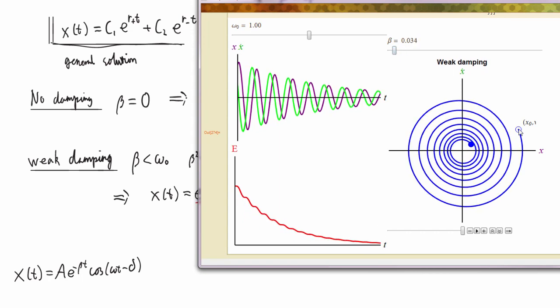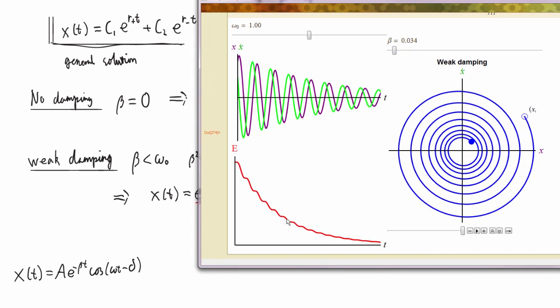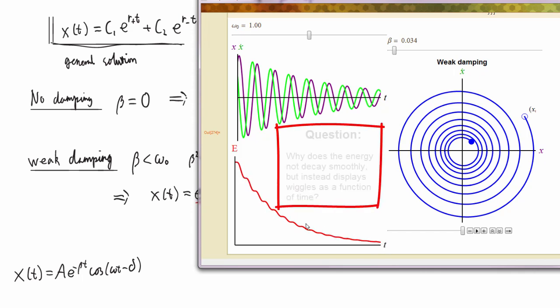If you look here at the energy, you can see that it decreases over time, but it doesn't decrease as an exponential. There are wiggles along the plot. So the question is, why does the energy not decay exponentially? What's the origin of these wiggles? And you can show mathematically that they should be there. But what I want is a physical explanation for why it is that the rate of decay in the energy of the oscillator varies periodically in time like this.